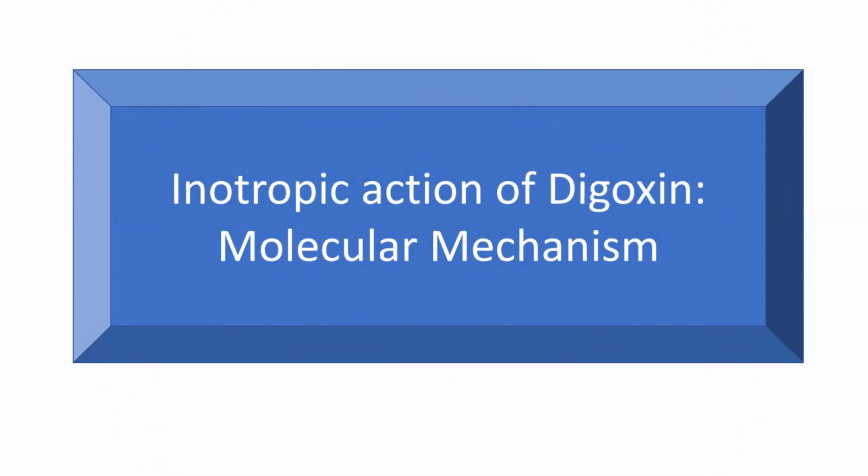Digoxin is a cardiac inotropic agent. In this video, we'll study the molecular mechanism of digoxin as a cardiac inotropic agent. This is a schematic diagram of the cardiac myocyte, and this is the myocytic nucleus.